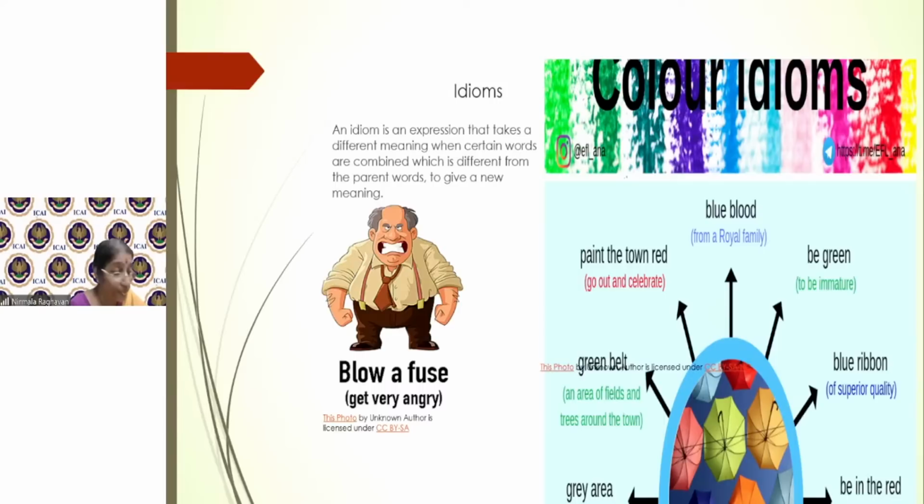Be in the red means very angry. Gray area means unknown area. Green belt is an area of fields and trees around the place. Paint the town red. Go out and celebrate. Yeah, beating around the bush. Once in a blue moon. Yes. Now look at this.